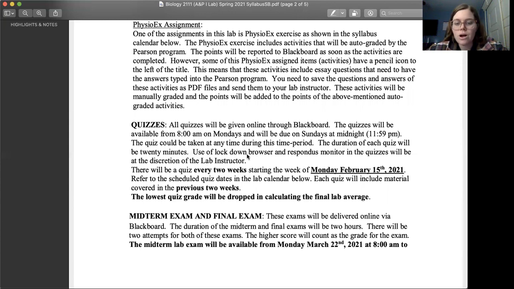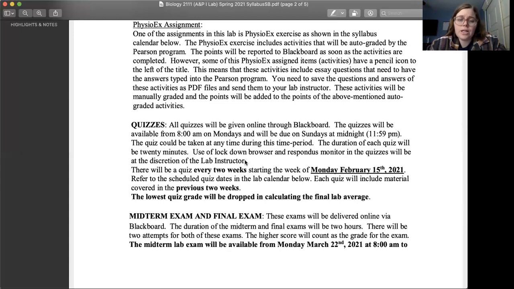Sometimes you can probably get them done quicker than that. It says use of the lockdown browser is up to me. We will not be using the lockdown browser in this course. And my little spiel on that is that you're college students now. It's really up to you on how you want to learn, right? We're not in high school anymore.